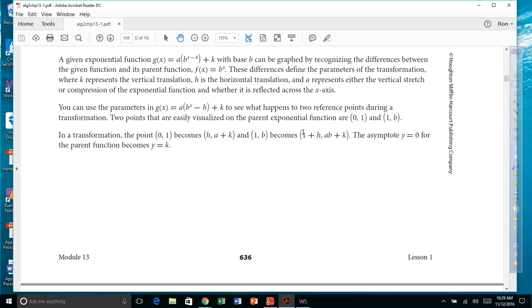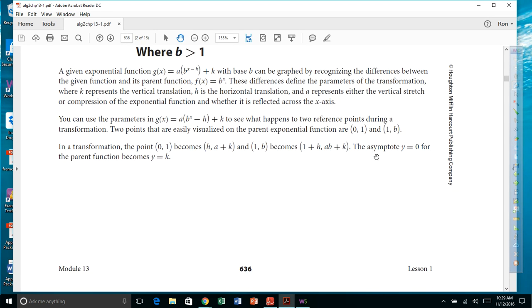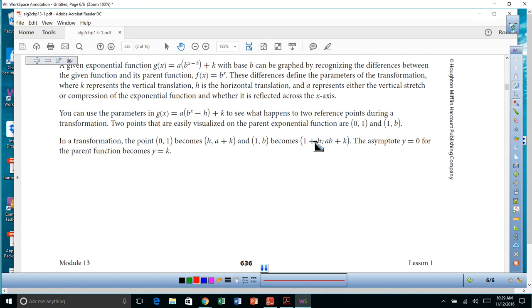You can use the parameters in g of x equals a times b to the x minus h plus k to see what happens to two reference points during a transformation. Two points that are easily visualized on the parent exponential function are (0, 1) and (1, b). In a transformation, the point (0, 1) becomes (h, a plus k), and (1, b) becomes (1 plus h, ab plus k). Write these down. These are very, very useful. They make graphing the transformations very easy. The asymptote y equals 0 for the parent function becomes y equals k.